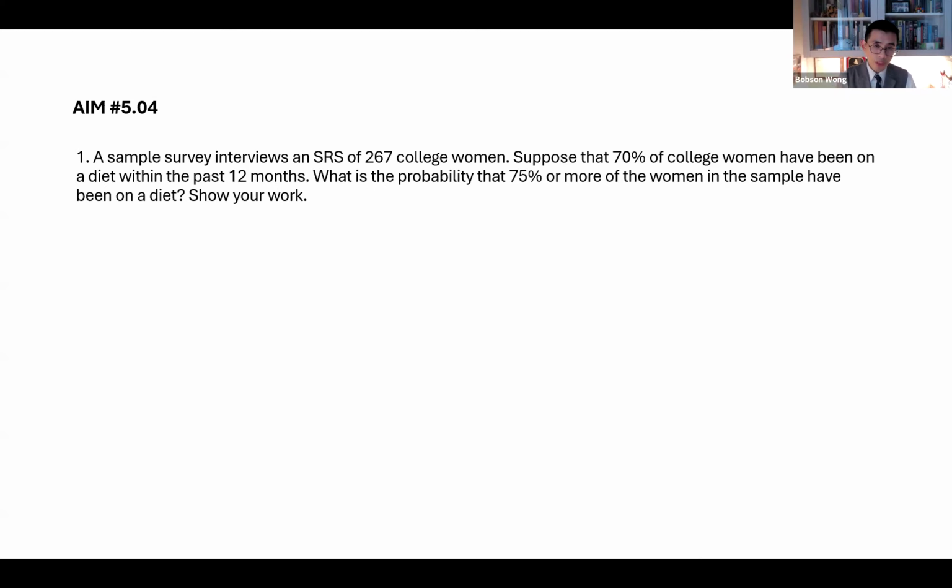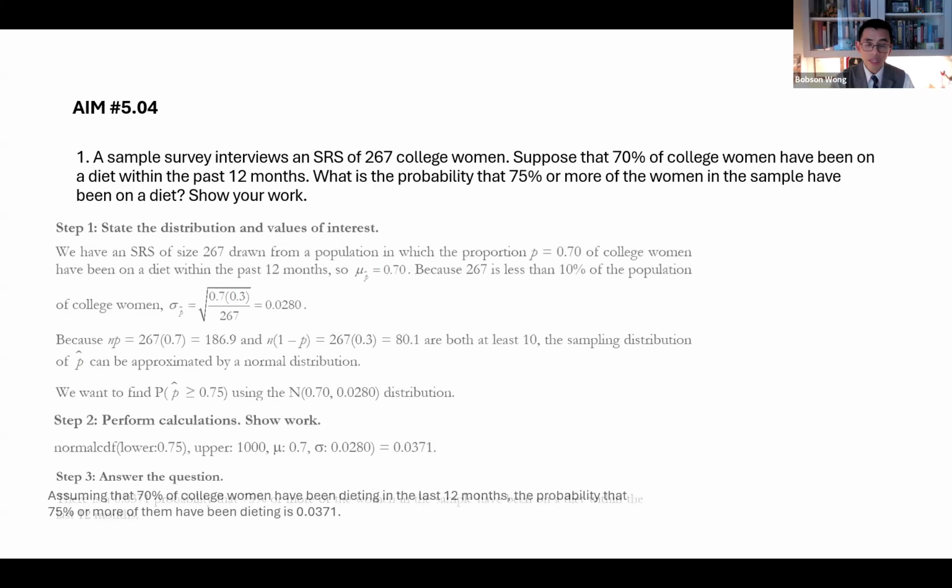Now, let's read this question carefully. Take a minute and look at this question. Which kind of procedure are we using? Well, we see here that we suppose that 70% of college women have been on a diet within the last 12 months. This assumes that the true value of the population parameter is 70%. And so in this case, we're going to construct a sampling distribution of sample proportions.